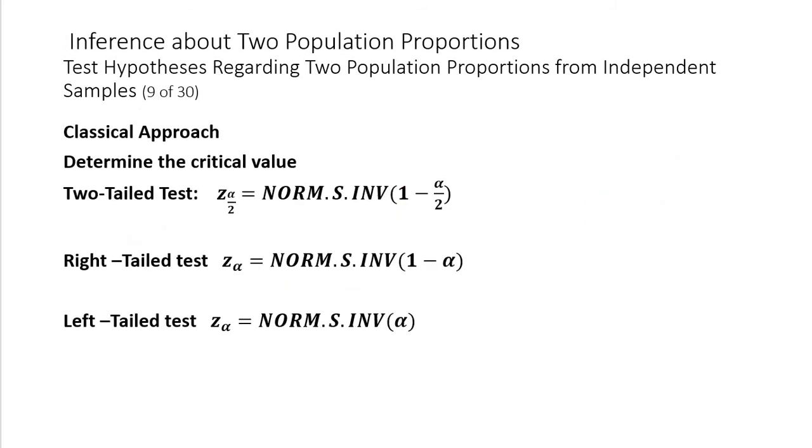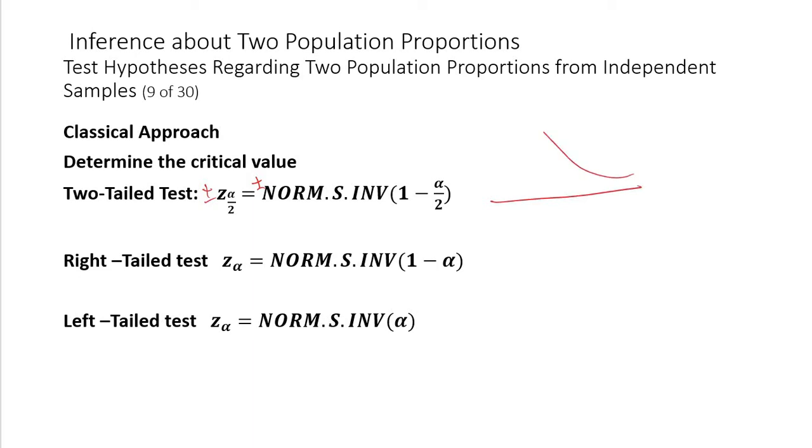The fourth step is to determine the critical values. When we use a two-tailed test, we're going to determine z sub alpha divided by 2, and we know that we have two of them. One is positive and the other one is negative. So to compute positive and negative z sub alpha divided by 2, it's positive and negative norm.s.inv of 1 minus alpha divided by 2. And then for the right-tailed test, we're going to find the critical value as follows. It's z sub alpha is equal to norm.s.inv of 1 minus alpha.